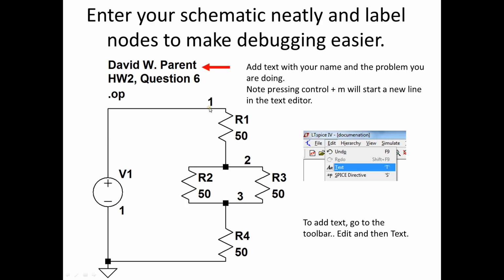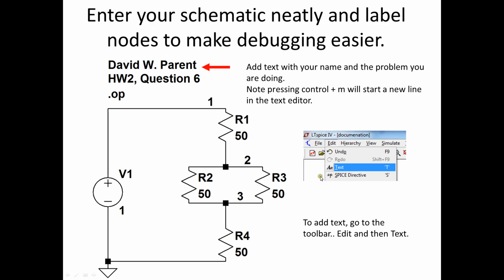Now, how to present your work. You need to enter your schematic neatly and label the nodes to make debugging easier. So here I've added node 1, 2, and 3. Sometimes you're going to use net names, or letters, but when you run the simulation, you'll be able to see which node is doing what. Try to keep it compact so that when you zoom in, you can read each label of what it is. You can see the symbol and I can see the value.